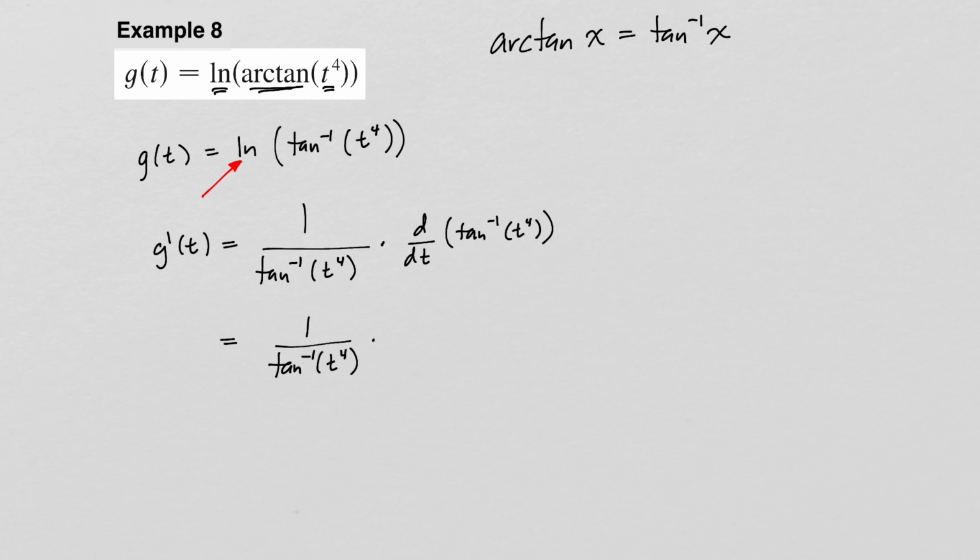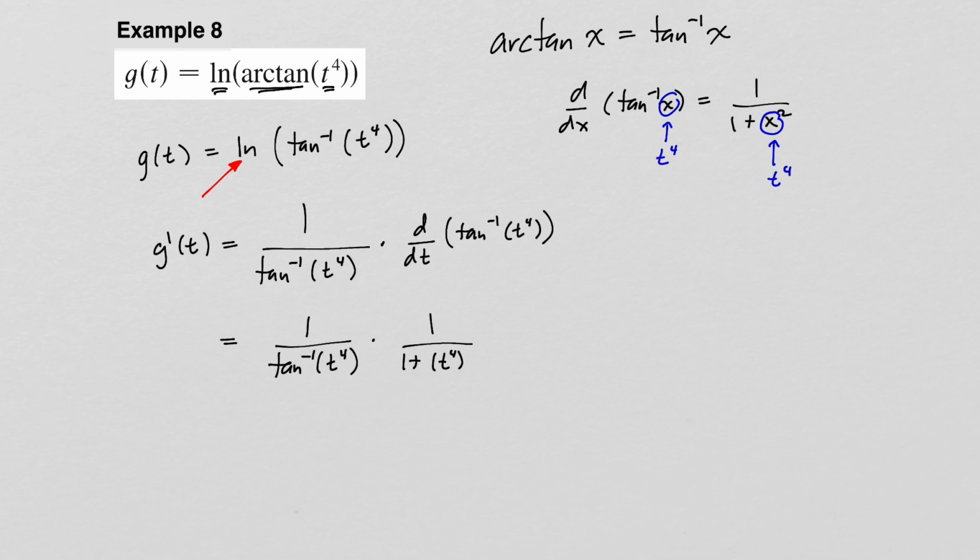Well, on the previous page, we saw that the derivative with respect to x of inverse tangent of x was 1 over 1 plus x squared. But we don't have inverse tangent of x. We have inverse tangent of t to the 4th. So we need to put t to the 4th in here. So the derivative of inverse tangent of t to the 4th is 1 over 1 plus t to the 4th squared, and then we have to remember to multiply by the derivative of t to the 4th. That's the chain rule once again.